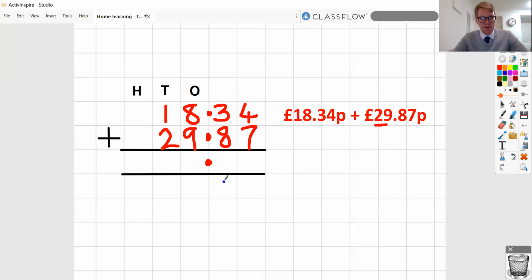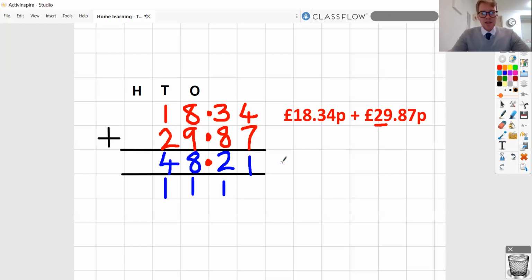4 plus 7, I know that's 11. 3 plus 8 plus 1, that's 12. Whenever I'm adding up columns and I see a 9 and a 1, for example, I normally bond those together in my head and think, well, 9 and 1 is 10, plus 8 is 18. And then finally, I've got 1 plus 2 plus 1, that's 4.